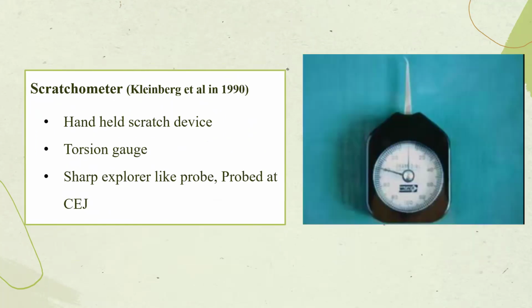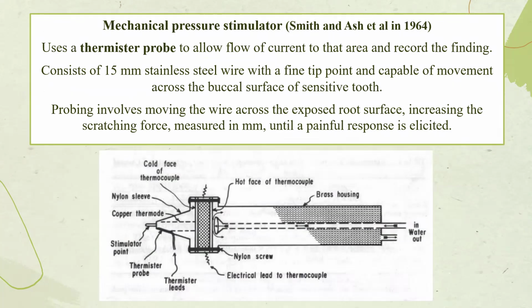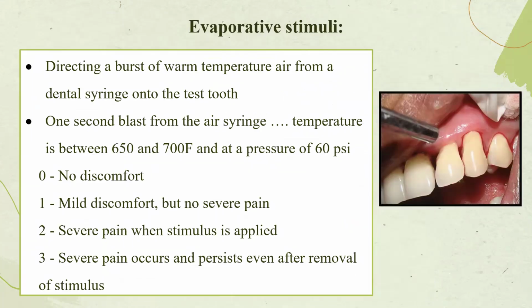And the Yeaple probe or scratchometer: it is a handheld scratch device, and a torsion gauge is there. We can use a sharp explorer like a probe, and we probe the CEJ. The mechanical pressure stimulator uses a thermistor probe to allow flow of current to that area and record the finding. It consists of a 15 millimeter stainless steel wire with a fine point and capable of producing force across the buccal surface of the sensitive tooth, and probing involves moving the wire across the exposed root surface, increasing the scratching force measured in millimeters until a pain response is elicited.